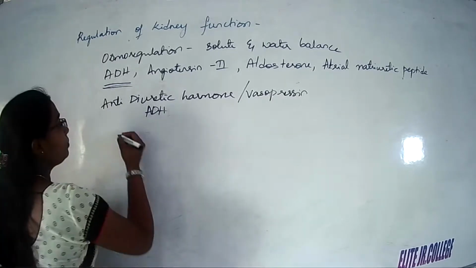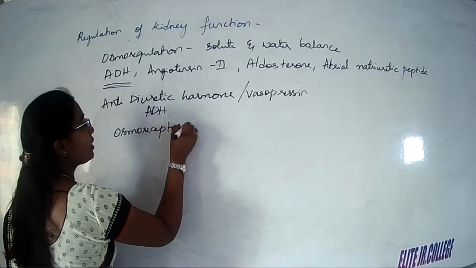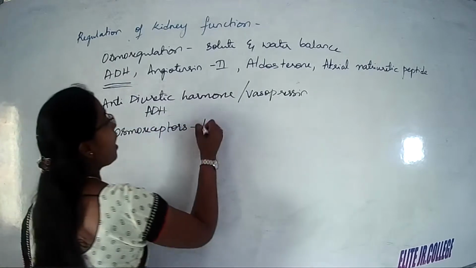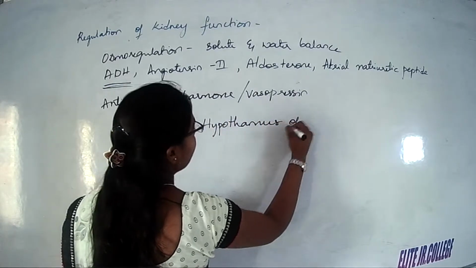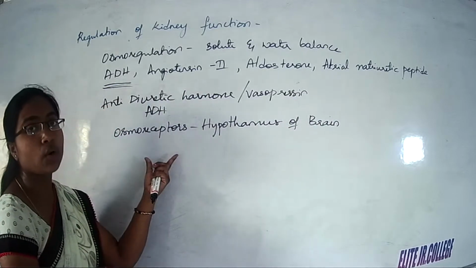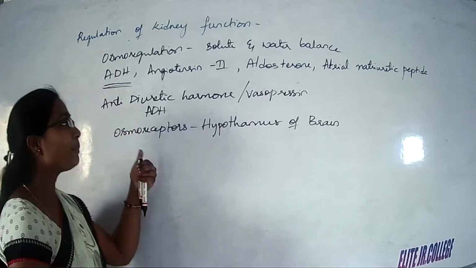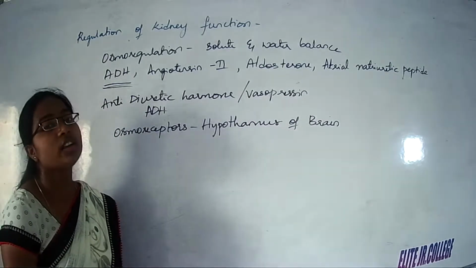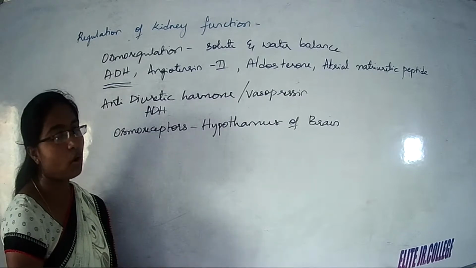There are osmoreceptors present in the hypothalamus of the brain. Osmoreceptors means they are sensitive to the water concentration. So they are sensitive to the amount of water in the body.